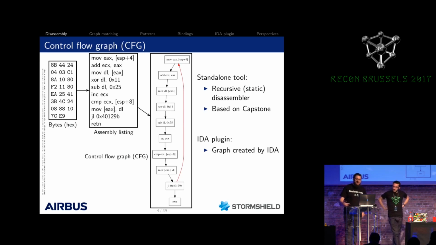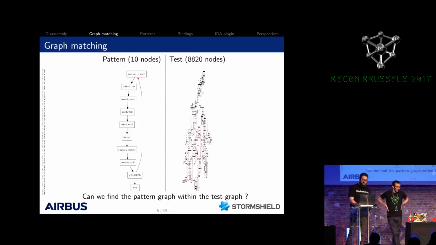But for the IDA plugin, we use the IDA engine for the graph. So we can create the graph. At the right, we have, comment ça s'appelle? Sorry, my French word. We have the graph of Backspace, at the right. And we want to match the pattern at the left, which is the decryption routine.